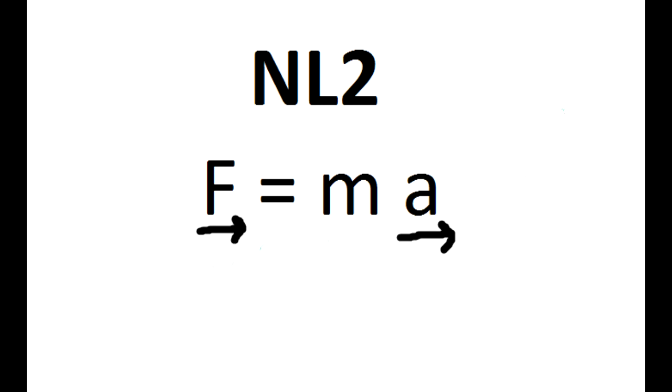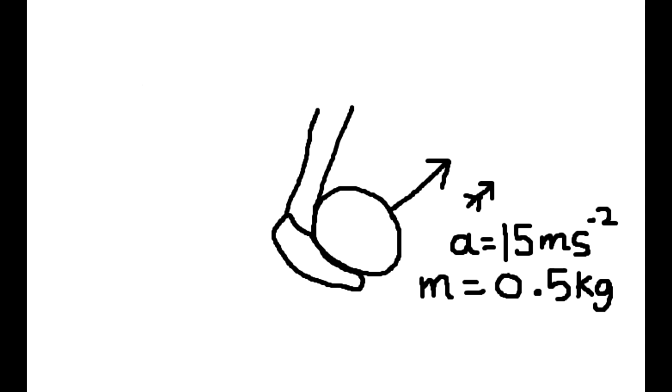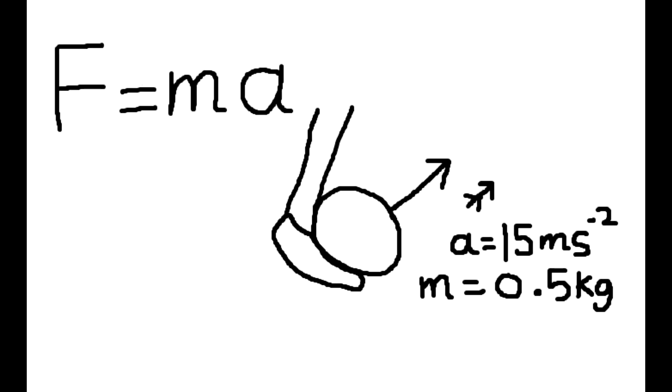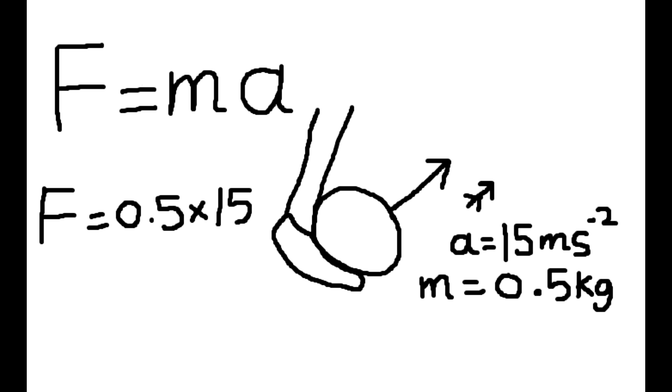Newton's second law states that the resultant force on an object is equal to the mass of the object times the acceleration in the direction of the resultant force. Let's look at an example where a football is being kicked in this direction. The acceleration is 15 meters per second squared and the mass is 0.5 kilograms. We can calculate the resultant force using Newton's second law by doing F = ma, which is 15 times 0.5, which gives us 7.5 newtons.